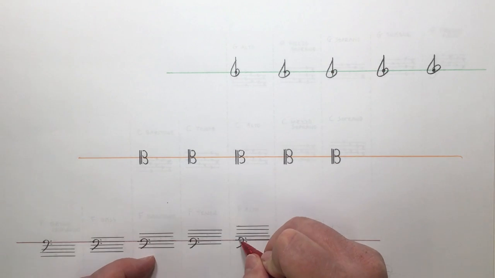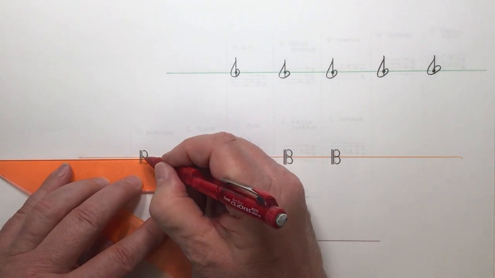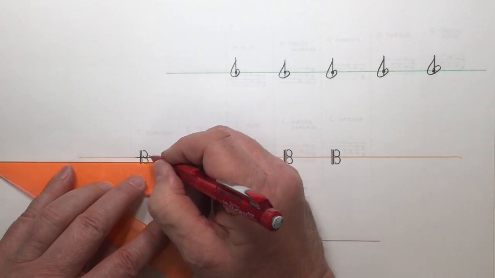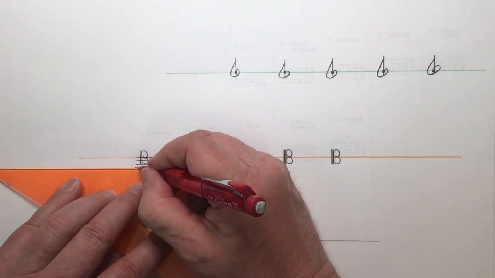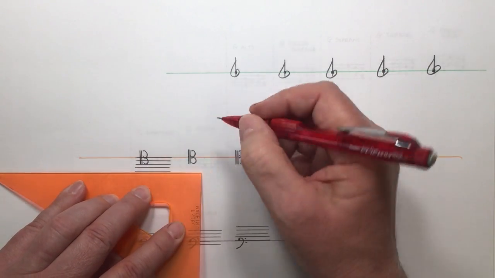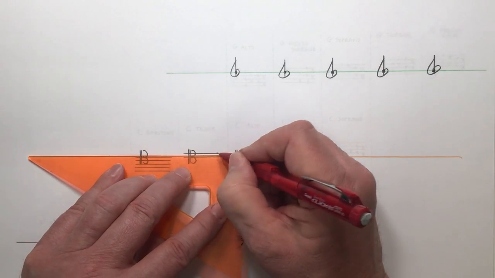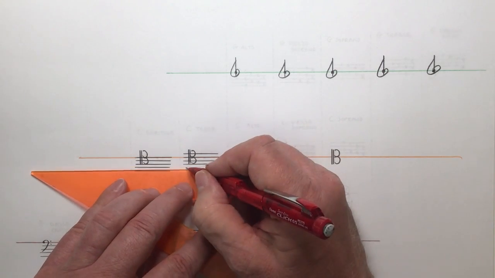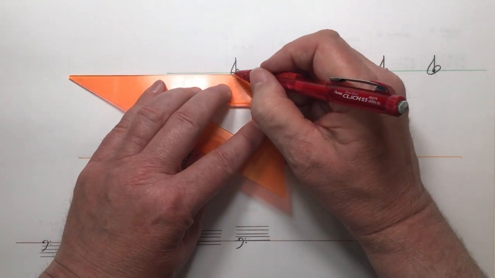Go through the same process with each of these clefs. Line 5, top line. Line 4. Continue. And do that for each of the 3 clef types.